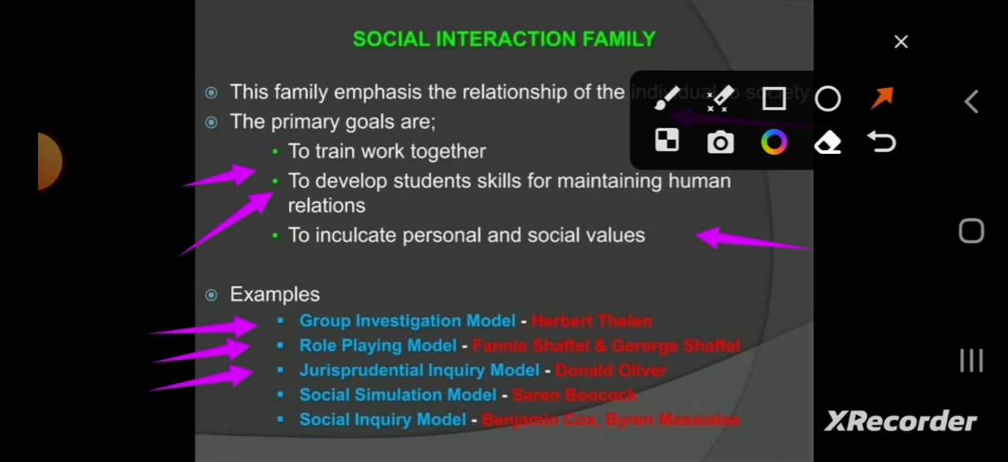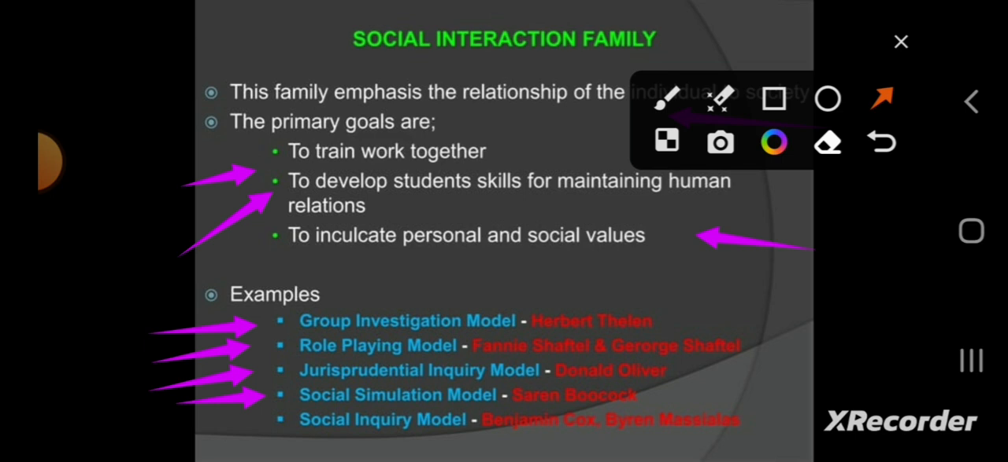Jurisprudential inquiry model, Donald Oliver. This model encourages students to engage in critical thinking about social and ethical issues by exploring legal principles and societal norms. It aims to develop students' abilities to analyze and discuss complex social topics.